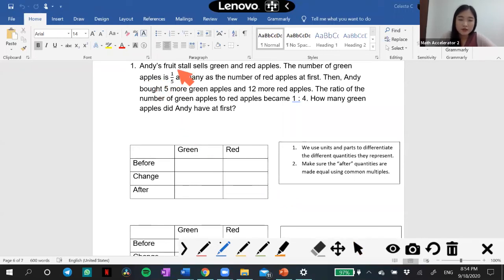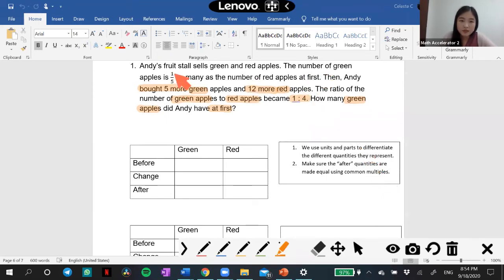Alright, you have Andy. Okay, he has a fruit stall that sells green and red apples. The number of green apples is 1/5 as many as the number of red apples at first. Then Andy bought 5 more green apples and 12 more red apples. The ratio of the number of green apples to red apples became 1:4. How many green apples did Andy have at first?